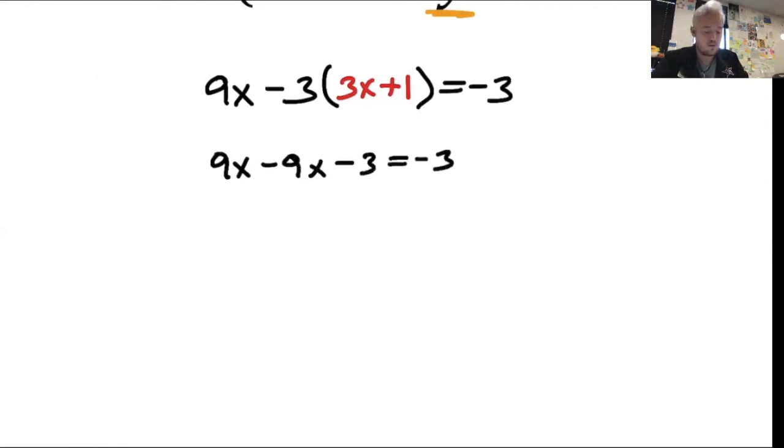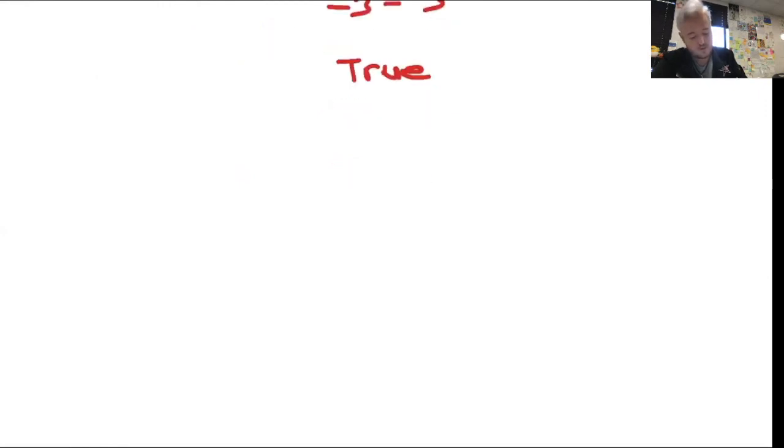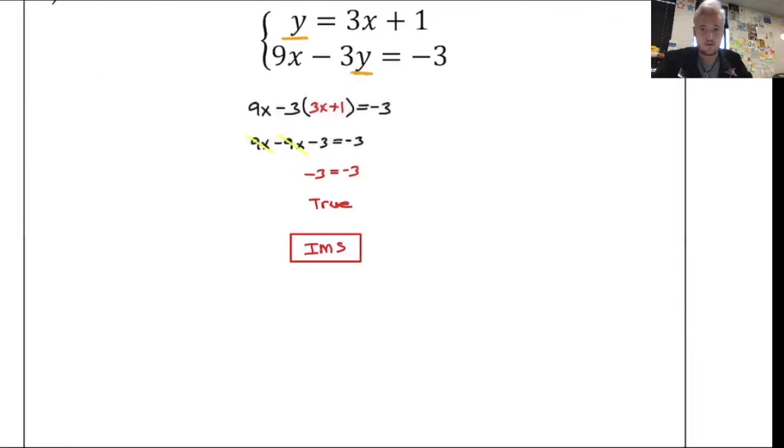If you notice, something similar is going to happen. Those 9x's zero out. Notice how we don't have any variables left. We just have negative 3 equals negative 3. So what that translates to is, because it's a true statement, instead of no solution, it's going to be all of them. So it's going to be infinitely many solutions, or IMS, which means these two lines are going to be overlapping on a graph.